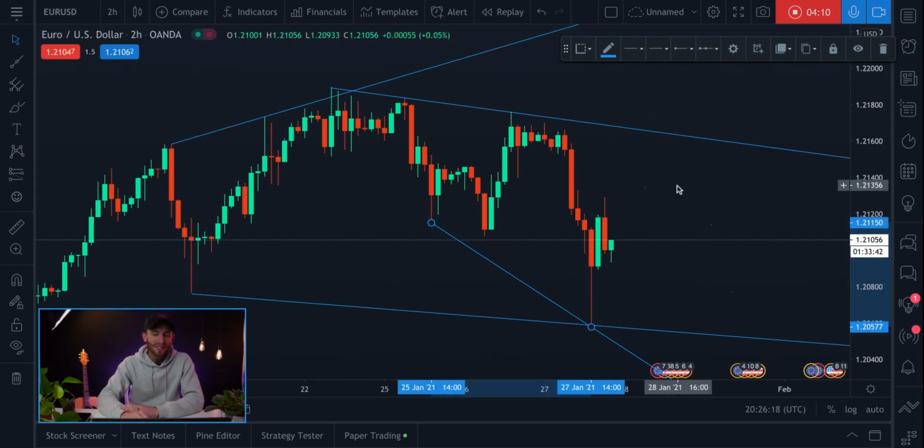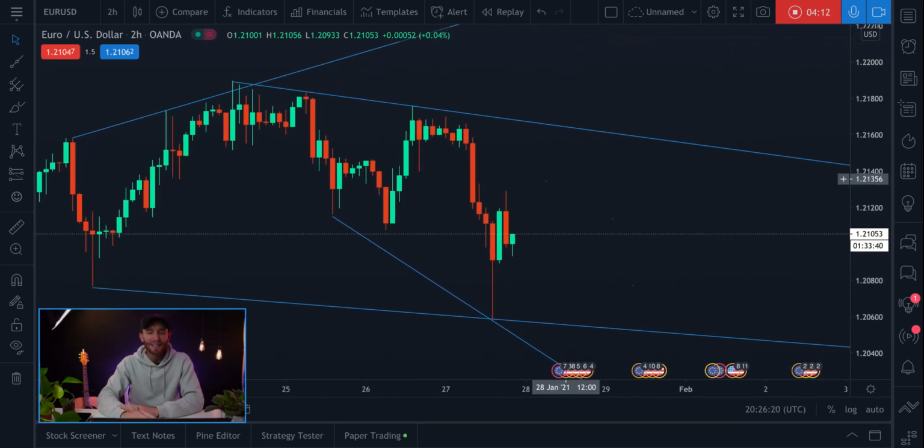Okay? What I would assess the price doing at the moment is it is probably going to trade within this channel here. This is what's called a descending channel. You have trend lines that are both descending, going downwards, and it is within a channel. So I call this a descending channel.